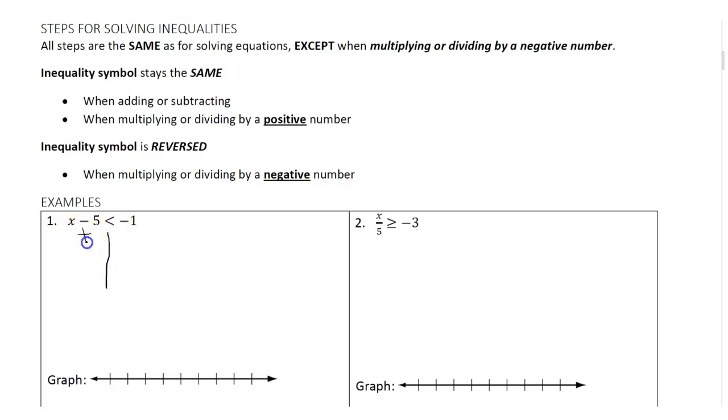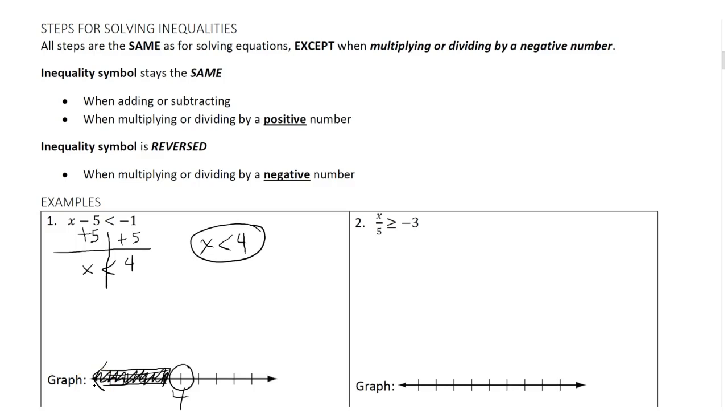In this case, we add 5 to both sides of the inequality. The solution then is x is less than 4. That means all numbers less than 4 will make the inequality true. Draw a hollow circle at 4, since 4 is not included in the answer, and color in to the left for all numbers less than 4. Now pause the video and try the next example yourself.